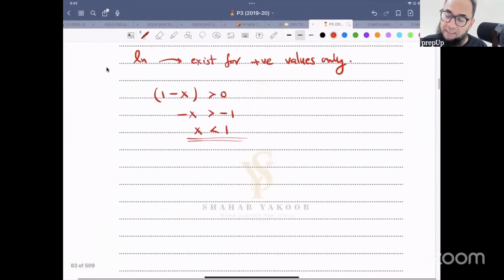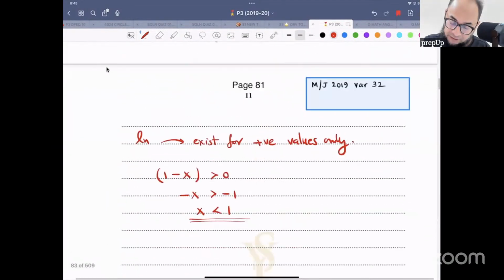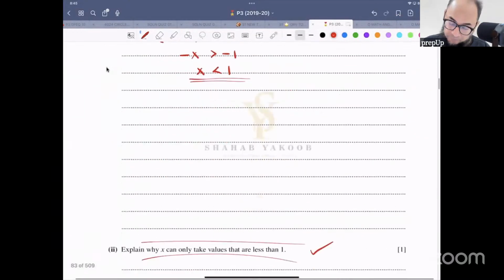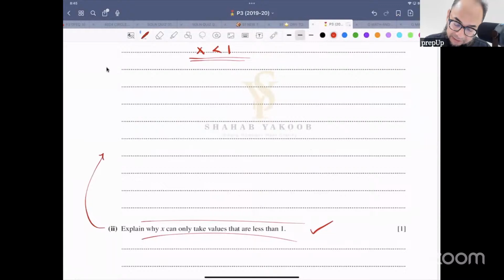That is why x can only take values that are less than 1. That is the answer for this particular part, which is part number 2. So I've written part number 2 over here. That is the answer for this particular part.